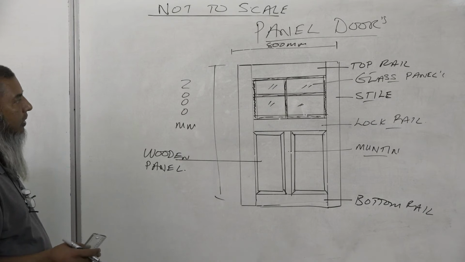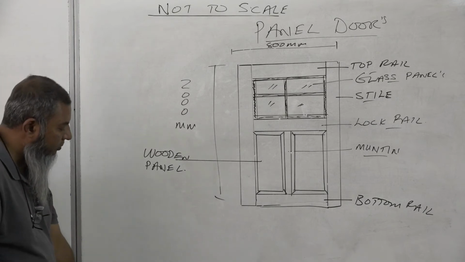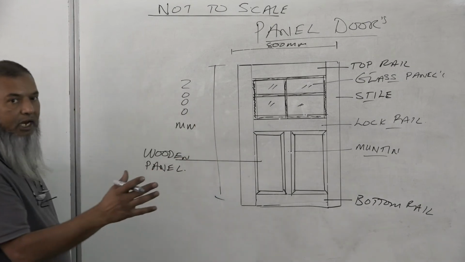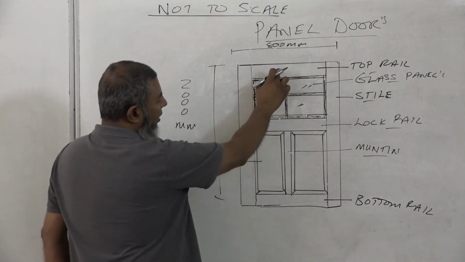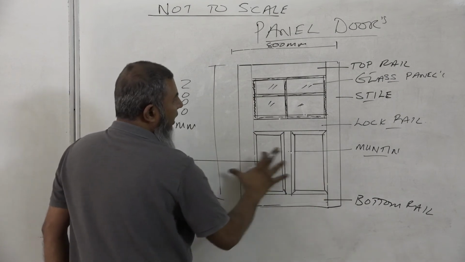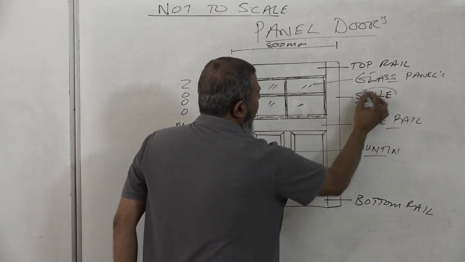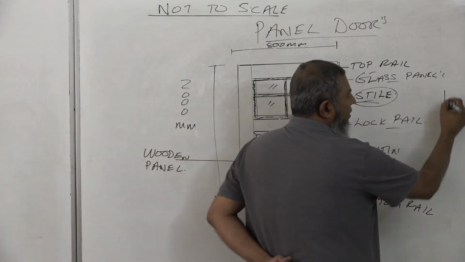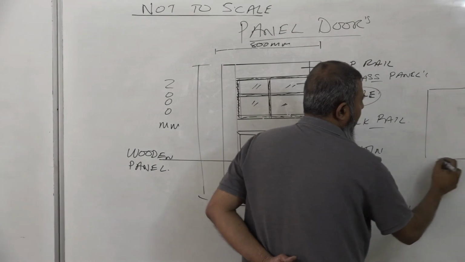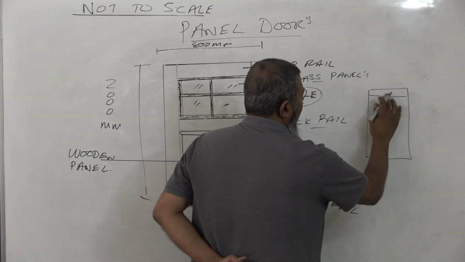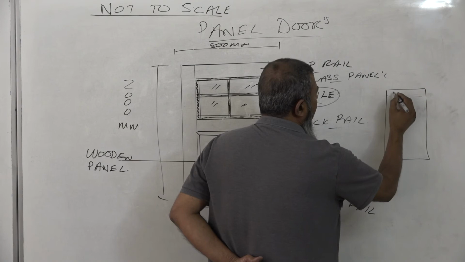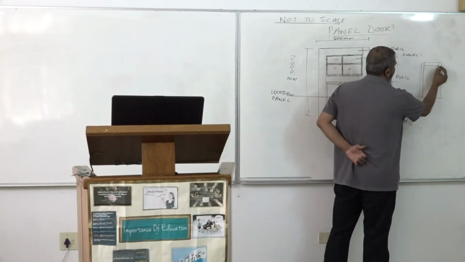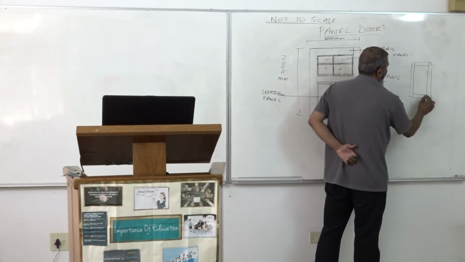Okay, so let's run through that again, people. First of all, you say you're asking us for a panel door. Our panel door has a frame. The frame is made up of, first of all, our top rail, our bottom rail, and our side rails are called stiles. It is the side, holding the door frame together. So we have a situation like this here. That's what we have, a framework.